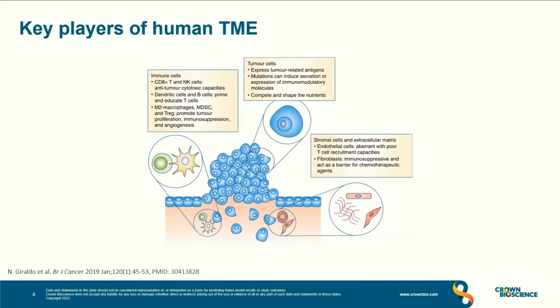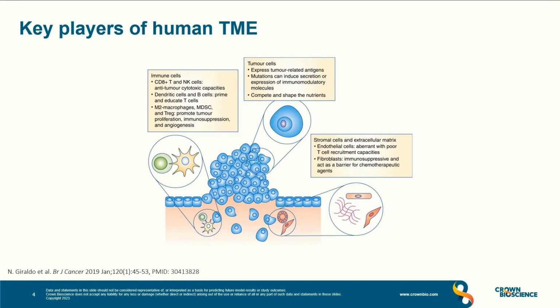So what are the key players of the human TME? As you may well know, the main groups are immune cells, stromal cells, such as cancer-associated fibroblasts, endothelial cells, and of course tumor cells. The immune cell niche of the tumor is extremely complex, as almost all immune cell types, including macrophages, NK cells, DCs, T and B lymphocytes, can infiltrate cancer tissues.